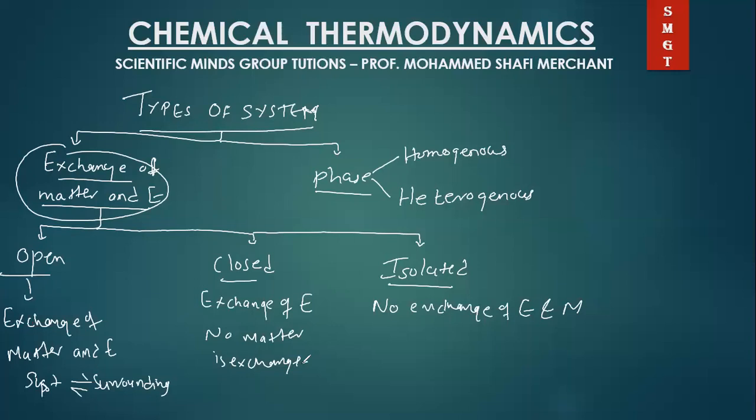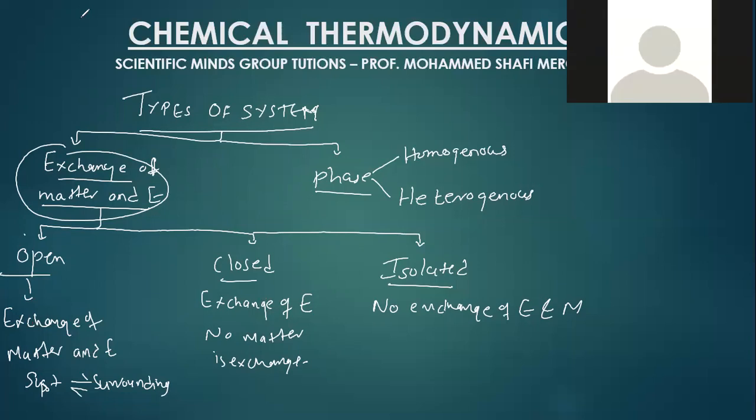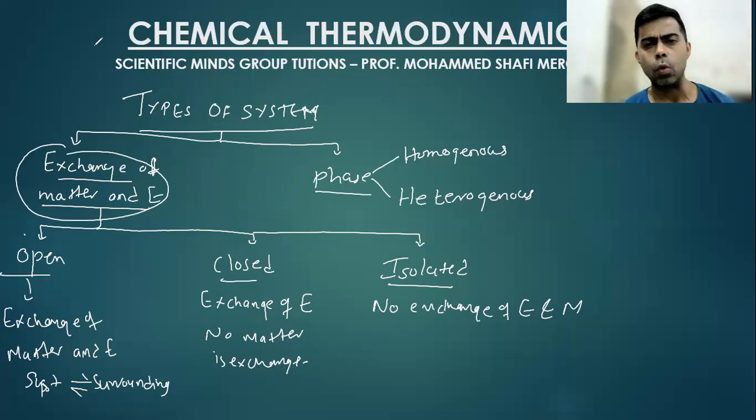You need to remember this important point. An open system is that system which exchanges energy and matter with the surrounding. A closed system is that system which can exchange only energy but not matter. I gave you an example. An isolated system is one where the system is not exchanging matter as well as energy with the surrounding. Like the example I gave you, you put hot water in a thermos.